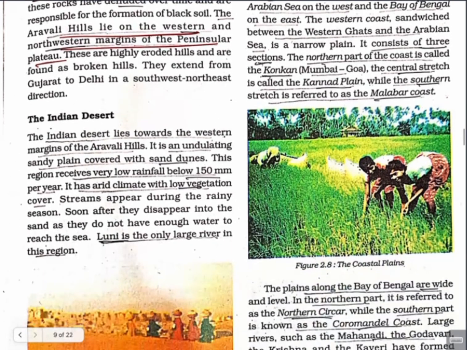Now we'll talk about the Indian desert. The Indian desert lies on the western margin of the Aravalli Hills. It is almost entirely sandy. This region receives very low rainfall, below 150 millimetres. The only major river in this region is called Luni.